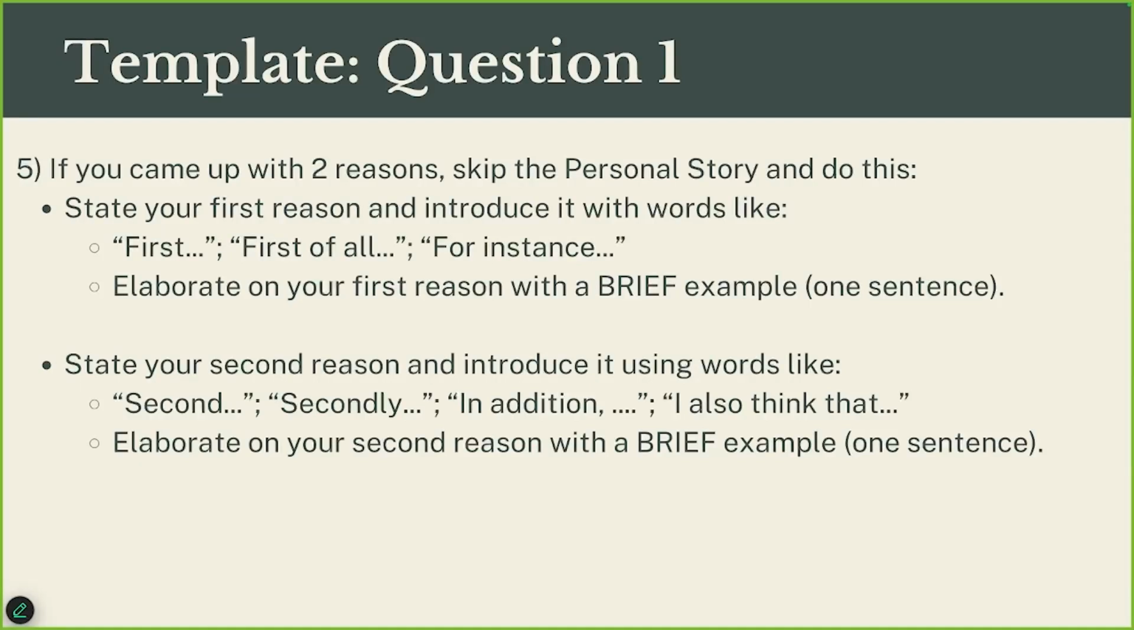Now, if you've come up with 2 reasons, skip the personal story and then do this. Okay, so state your first reason and introduce it first. First of all, for instance, and then elaborate with a brief example, one sentence. Now, again, this is where people tend to have difficulty, being concise. Remember, you just have 45 seconds for this question. So you want to just give a one sentence brief example that elaborates on your reason, that supports it.